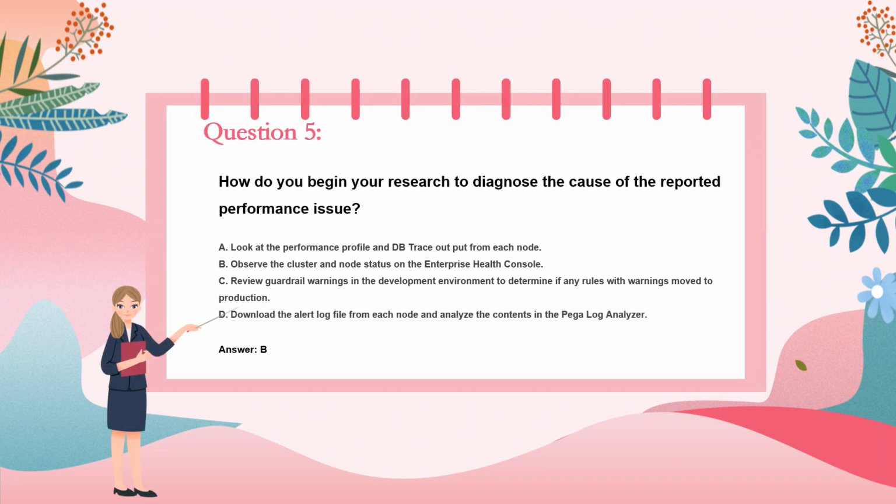Question 5. How do you begin your research to diagnose the cause of the reported performance issue? A. Look at the performance profile and DB trace output from each node. B. Observe the cluster and node status on the Enterprise Health Console. C. Review guardrail warnings in the development environment to determine if any rules with warnings moved to production. D. Download the alert log file from each node and analyze the contents in the Pega Log Analyzer. Answer. B.